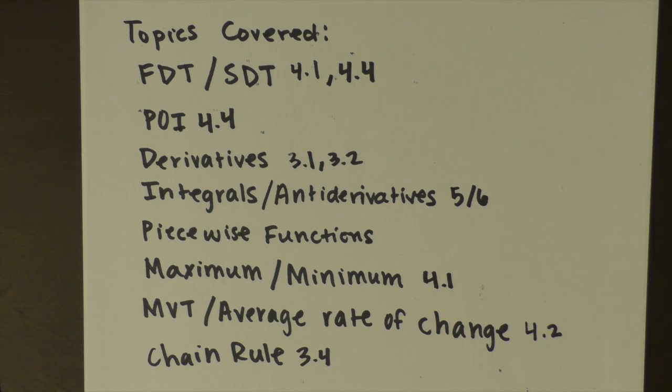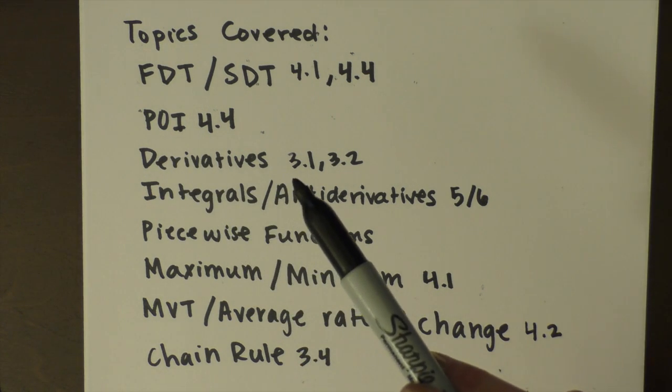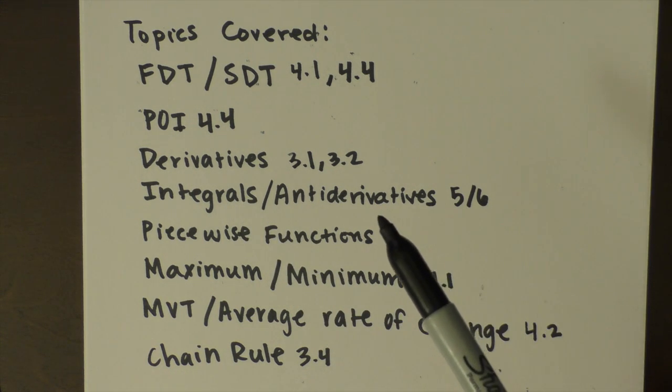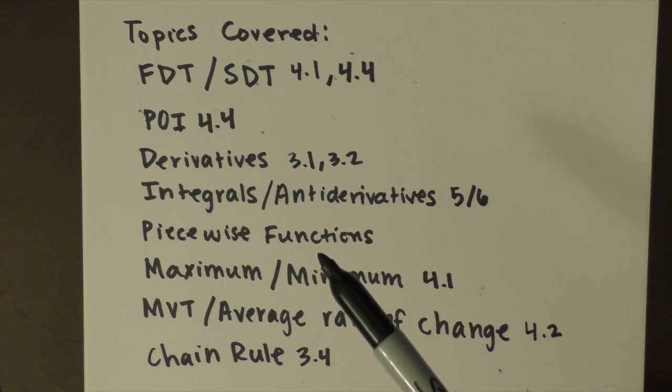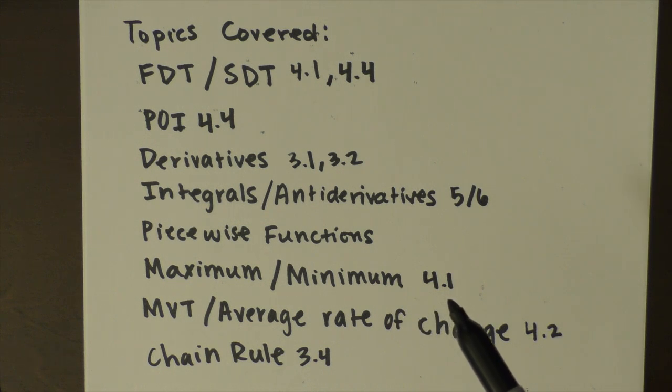You can find practice problems in the textbook in 4.1 and 4.4 for the first derivative and second derivative tests, 4.4 for points of inflection, 3.1 and 3.2 for derivatives. Chapters 5 and 6 cover many different topics of integrals and antiderivatives. Piecewise functions are something learned in a more basic class like pre-calculus and even algebra. Maximums and minimums, including absolute and local, are in chapter 4.1. Mean value theorem and average rate of change have practice problems in 4.2, and the chain rule is discussed in 3.4.